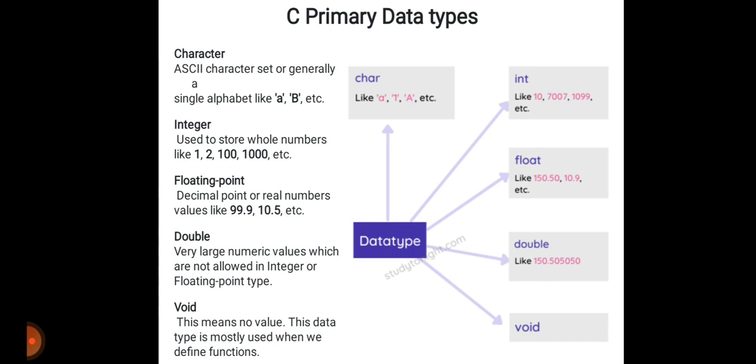The next one is void data type. This means no value. This data type is mostly used when we define functions. The meaning of void is empty. That means nothing or no data can be stored in this data type. That's why it is called void, and it means no value.